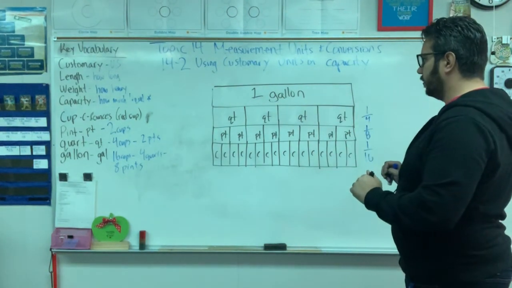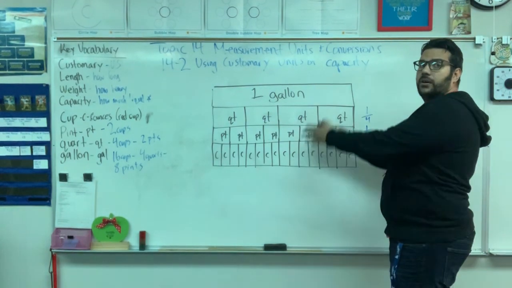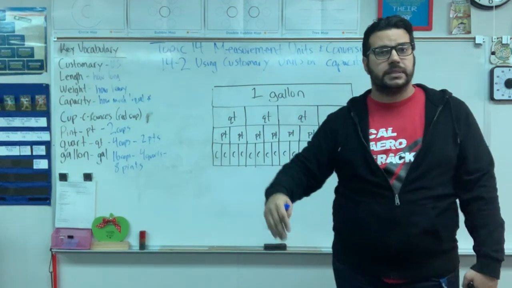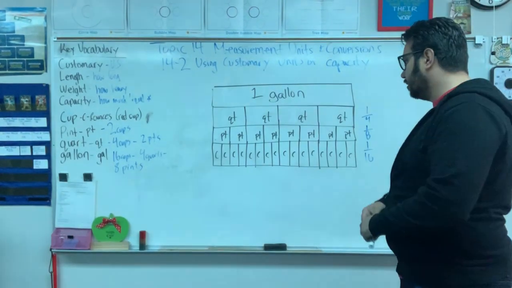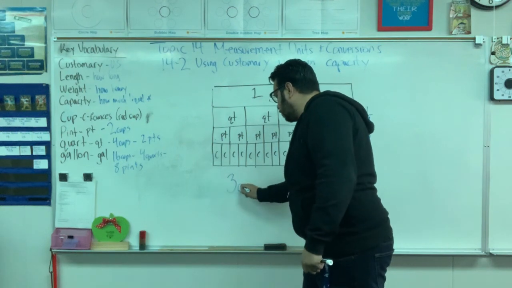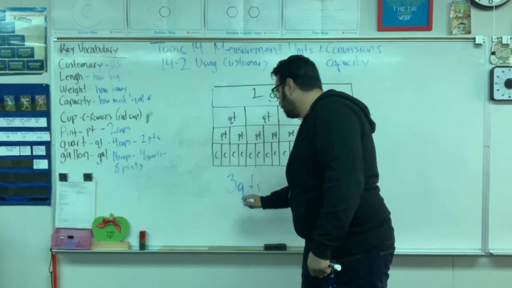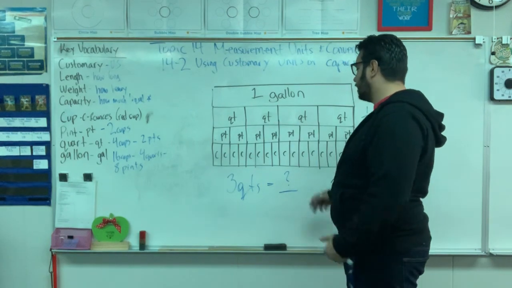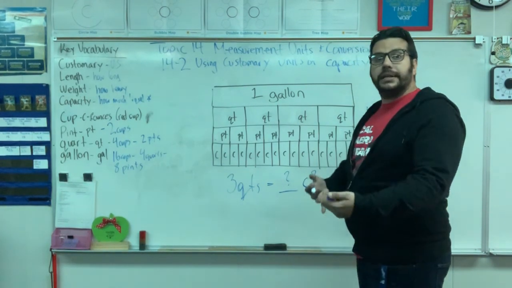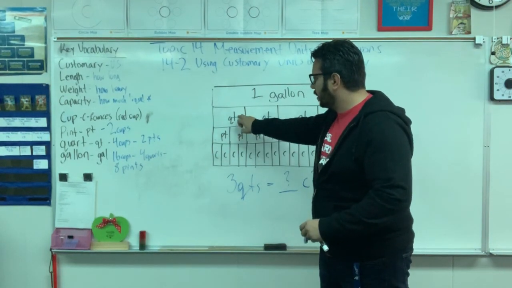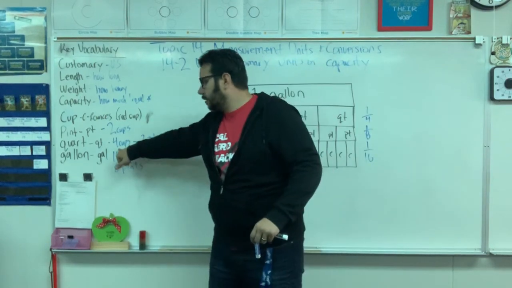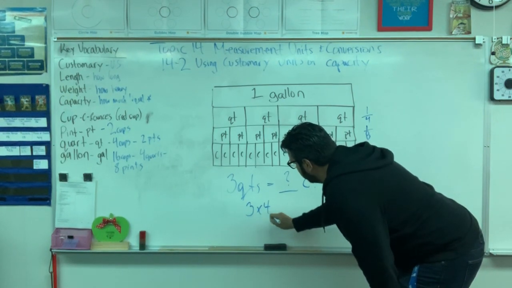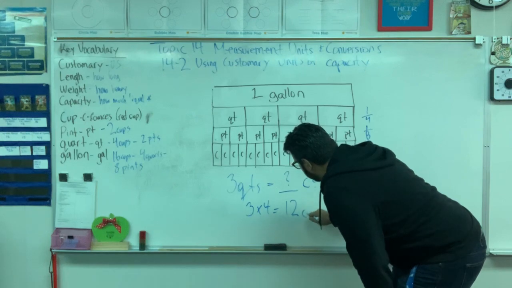So these are our units. Now, you don't have to go from one to the other one at a time. You can go right from pints to gallons, cups to quarts, cups to gallons, whatever. For example, if I have 3 quarts, 3 QTs, 3 quarts equals how many cups? What would I do? Well, look at my quart, and how many cups are in each quart? 4 cups. So I would do 3 quarts times 4 cups equals 12 cups.